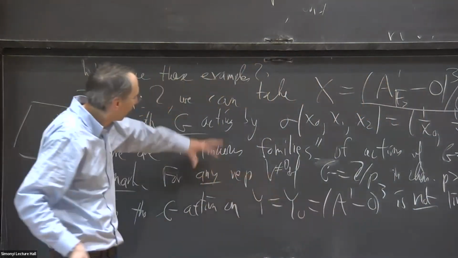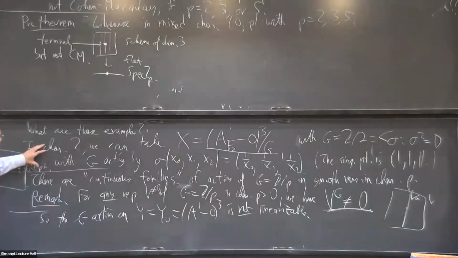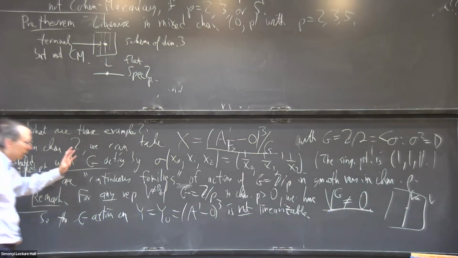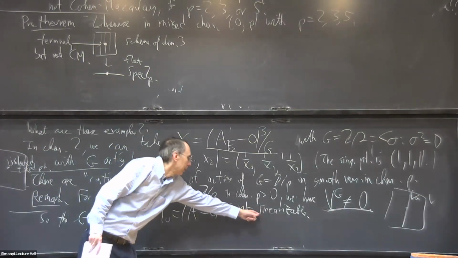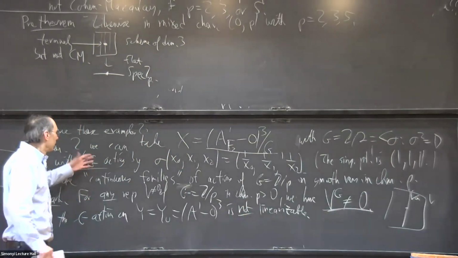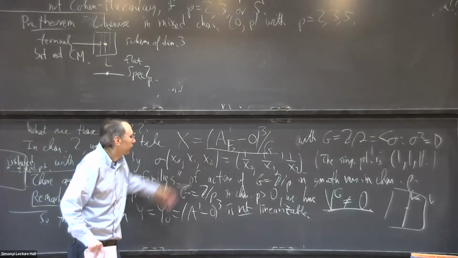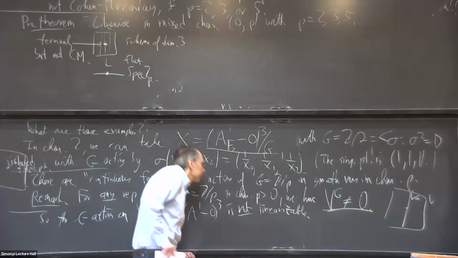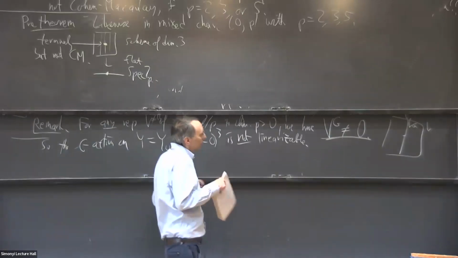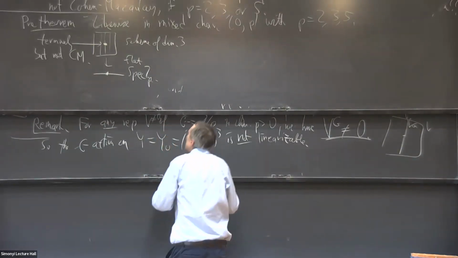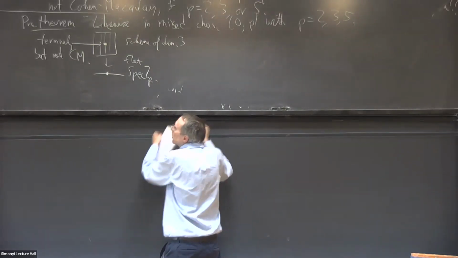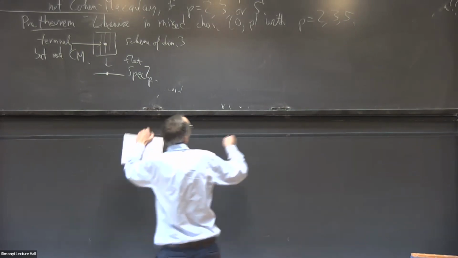So not only are actions of a finite p-group in characteristic p usually not linearizable, but as I say, there are lots of non-equivalent ways that a group like this can act. And what about dimension 2? So if you try to construct this example in dimension 2.